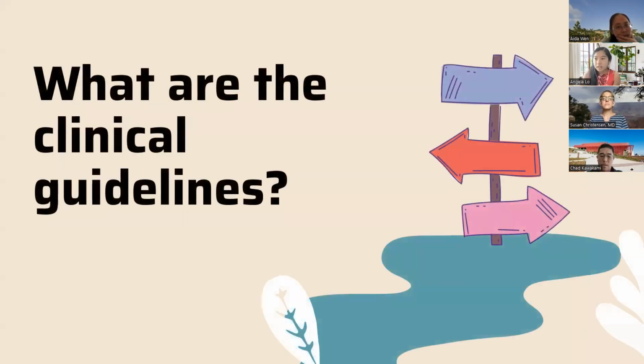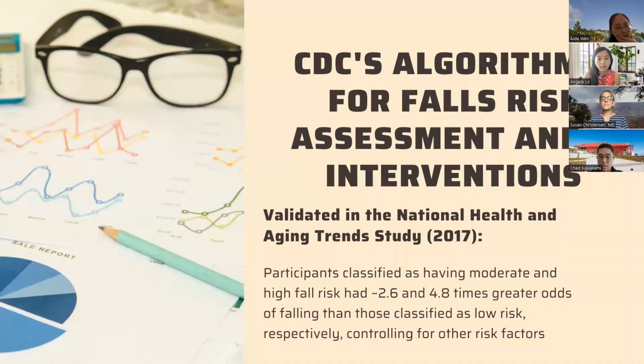So what are the clinical guidelines out there? The CDC did create an algorithm for falls risk assessment and interventions. This was validated in 2017 in the National Health and Aging Trends Study. Here they saw that participants classified as having moderate and high fall risk had about 2.6 and 4.8 times greater odds of falling than those classified as low risk, respectively, controlling for other risk factors.